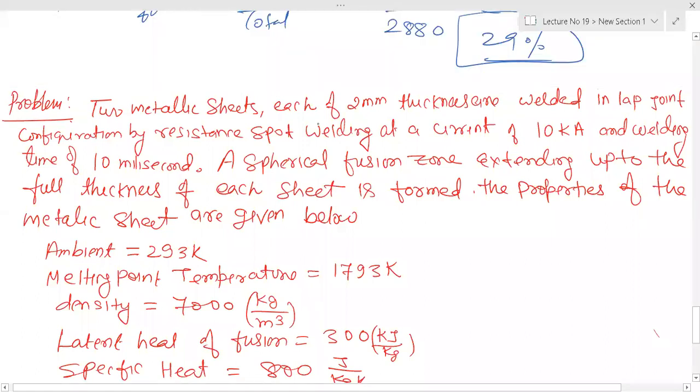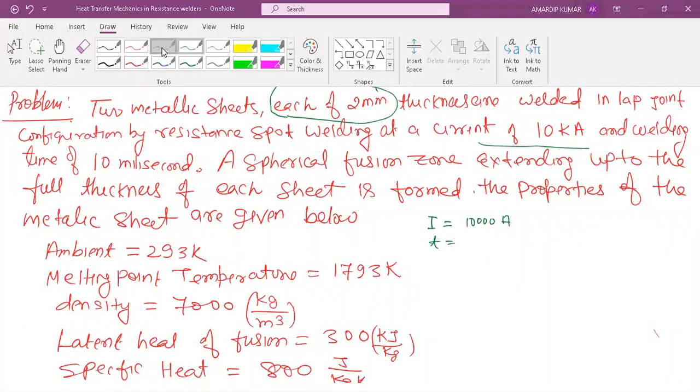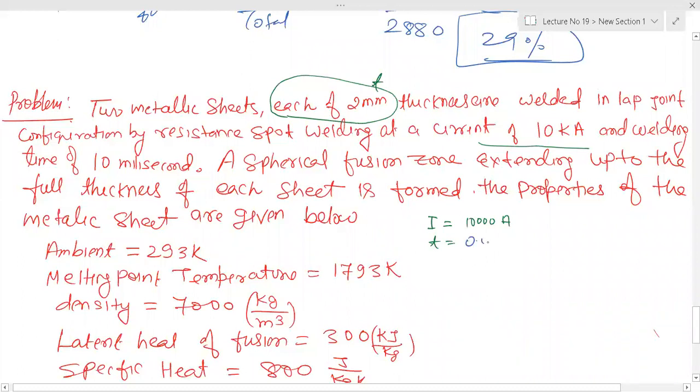let me go green. So two metallic sheets of thickness 2 mm, that is t, are in a lap joint. Now, lap joint, and current is given to you. So basically your I is given, 10,000, this much ampere. Then time is given, your time is 0.01 second, because it's 10 milliseconds, right?